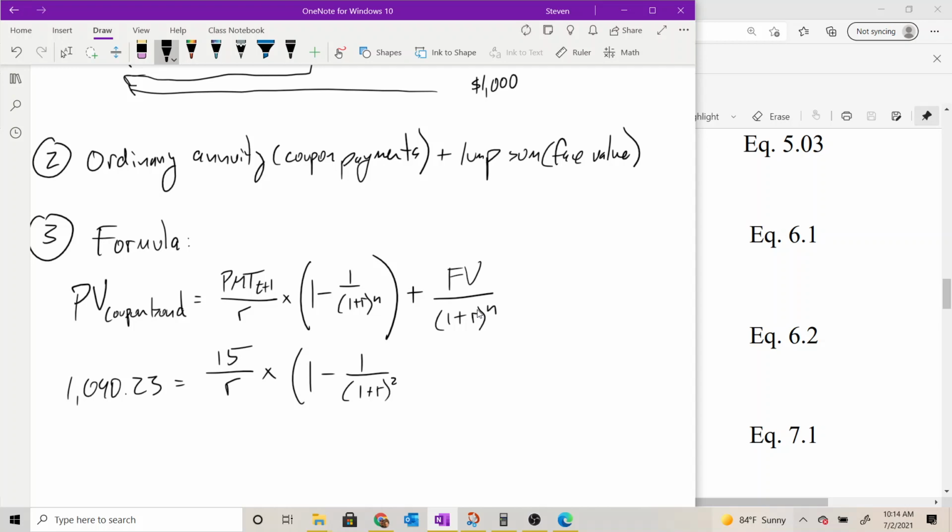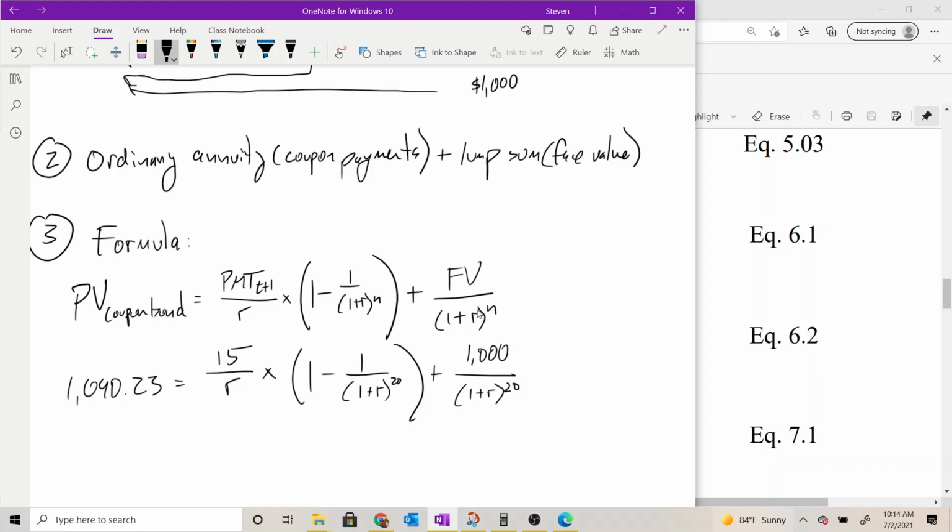We know N, that's 20. And we know the face value. Okay, so what we would have to do if we were going to use the formula to solve for this bond, is we would have to find the little r that makes this statement true.